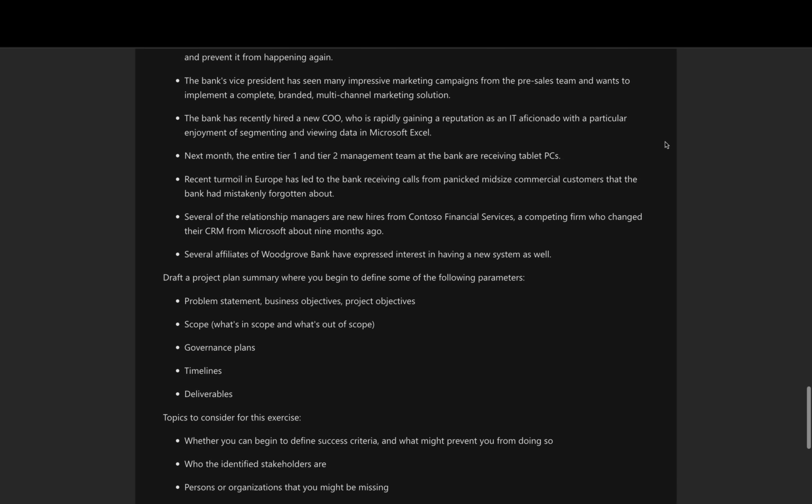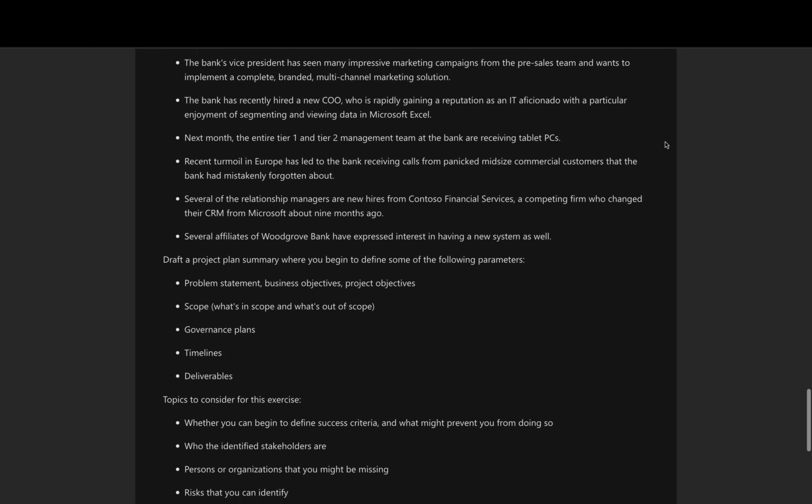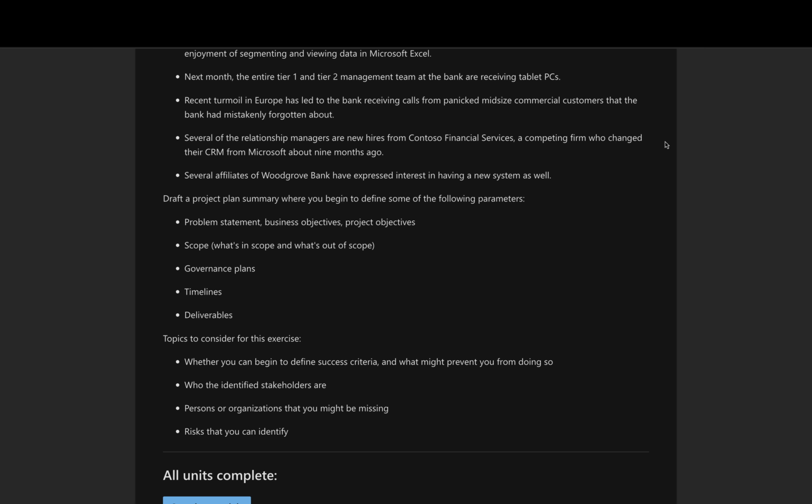Recent turmoil in Europe has led to banks receiving calls from panicked mid-sized commercial customers that the bank had mistakenly forgotten about. Several of the relationship managers are new hires from Contoso Financial Services, a competing firm who changed their CRM from Microsoft about 9 months ago. Several affiliates of Woodgrove Bank have expressed interest in having a new system as well.